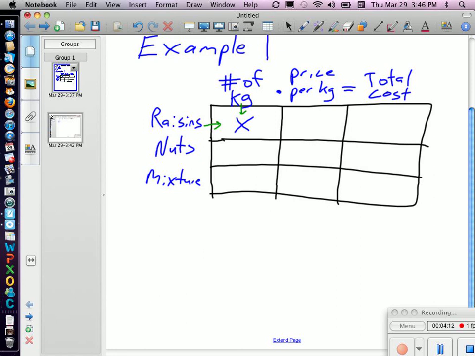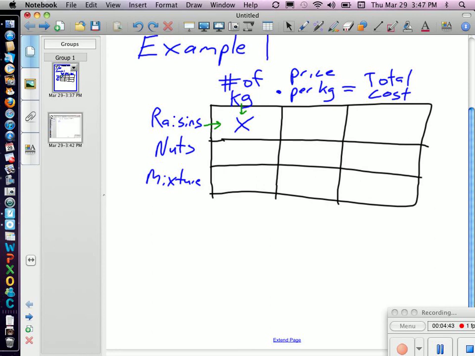One of the tricky parts of this is to figure out what kind of variable declaration we should have for nuts. It gives us some information. We can't put x here because they don't say that raisins and nuts are the same amount. So I'm going to take away that x I put there. It says that we're going to have 20 kilograms total.